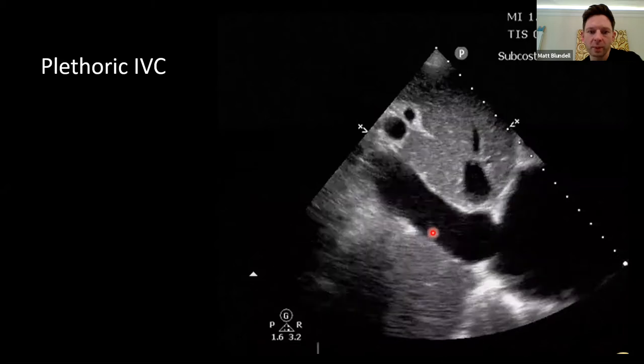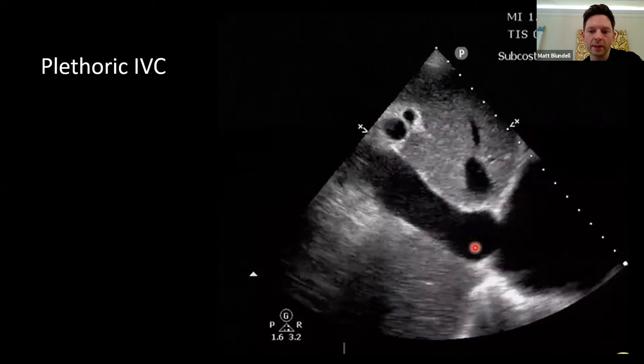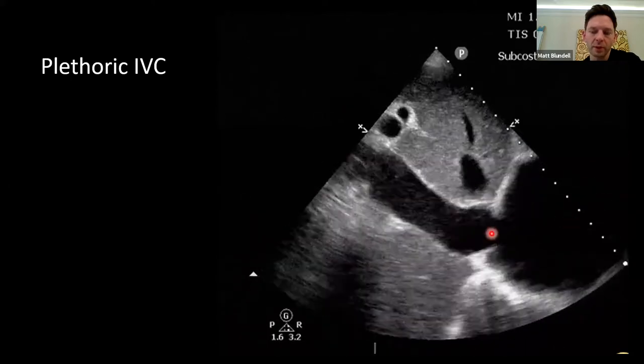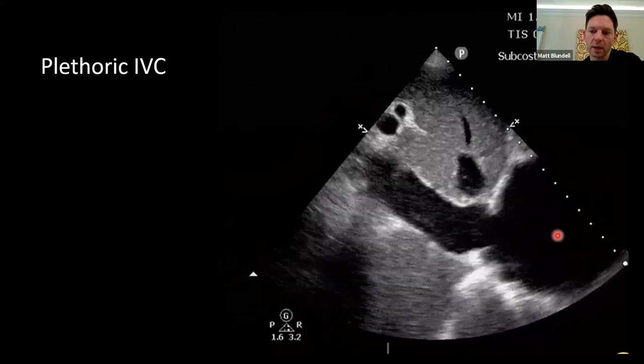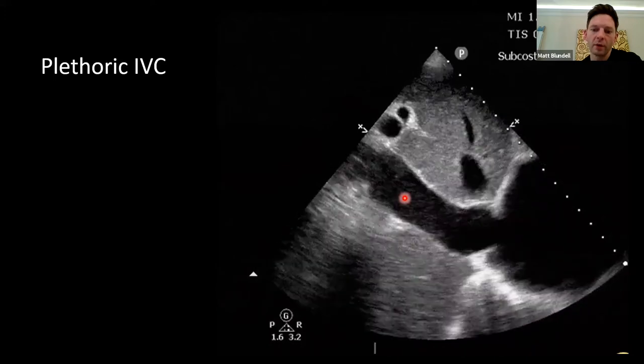Again, Michael's touched on this one. So IVC plethora. In tamponade, you get an obstructive shock. So your right atrium can't fill properly, so the pressure is pushed back into your IVC. This is the right atrium here. This is your IVC. And you're looking for a plethoric IVC.